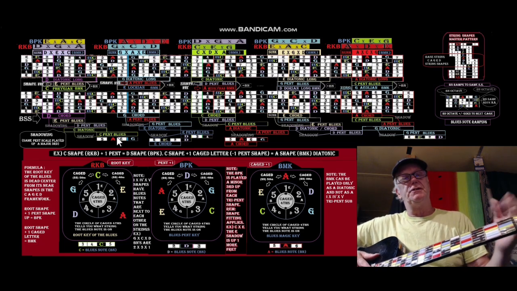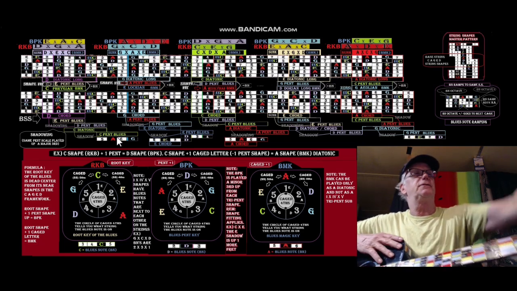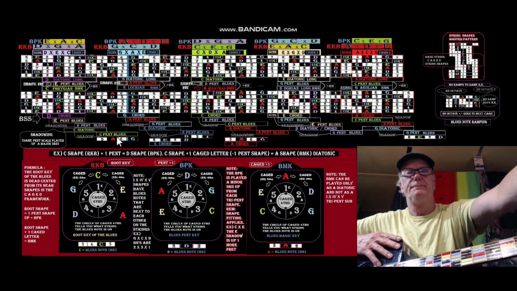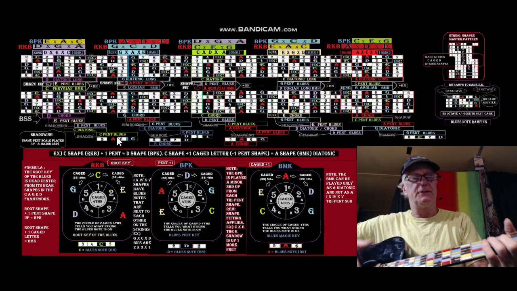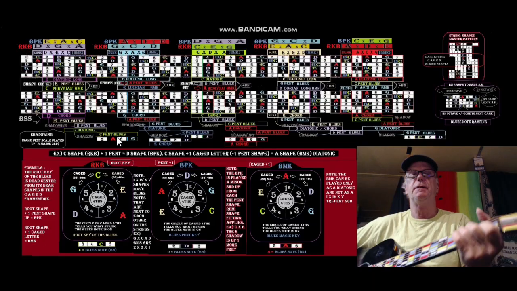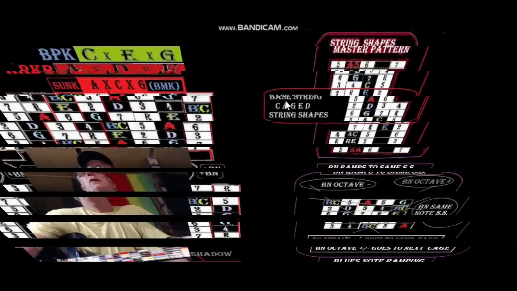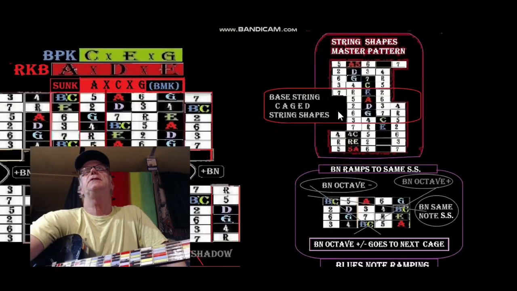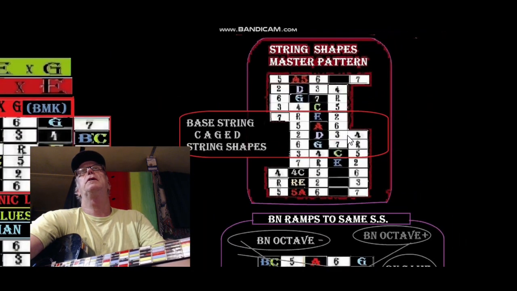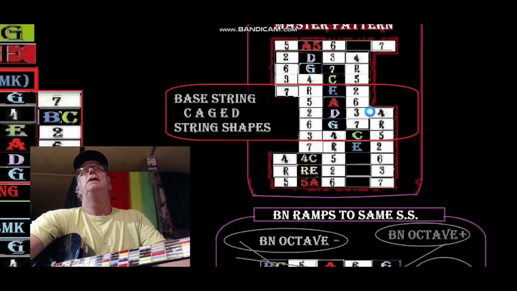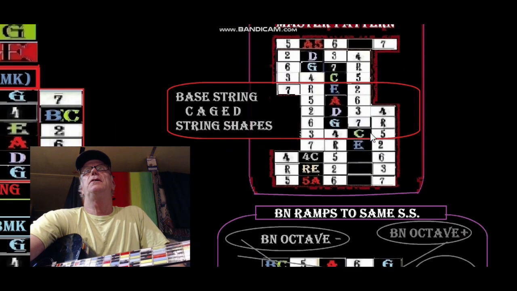I'm down C tuned, so my C shape down here is like a flat, but it doesn't matter. It's a C shape. Okay, the bass string cage string shapes that we're going to be working with today are the C, G, D, A, and E, which spells cage.